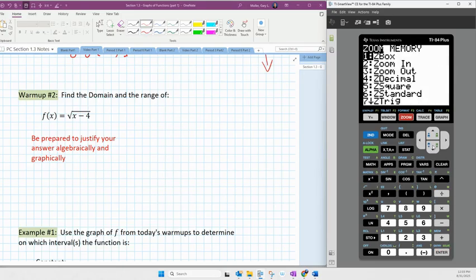Zoom fit. Let me scroll down. It's going to be like zoom 0. Zoom 0, zoom fit is pretty handy if you have specific X values you're interested in.